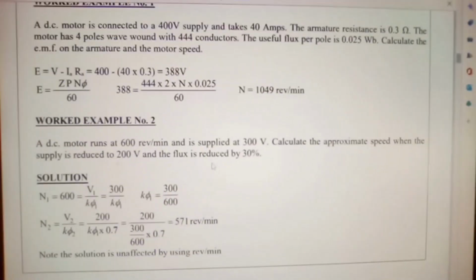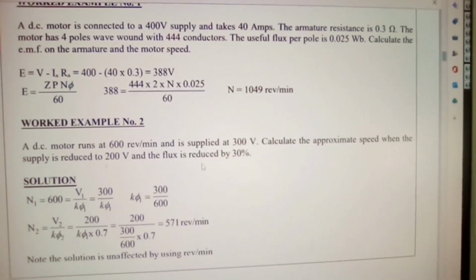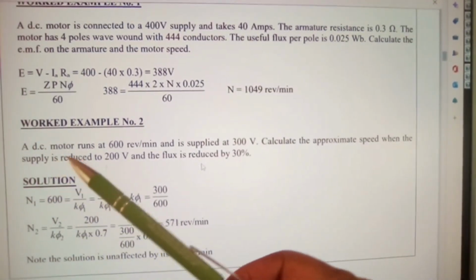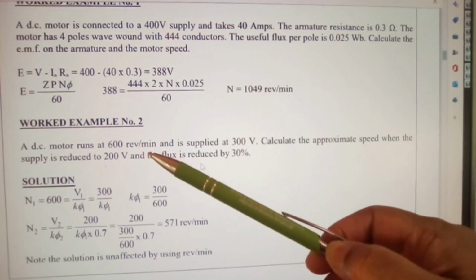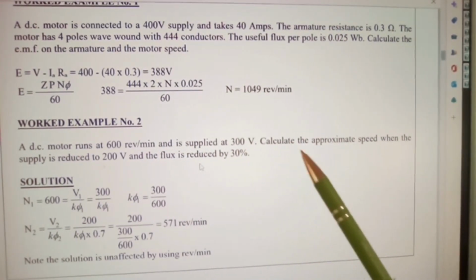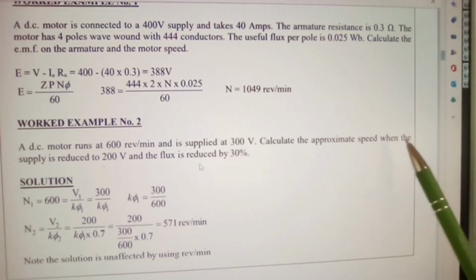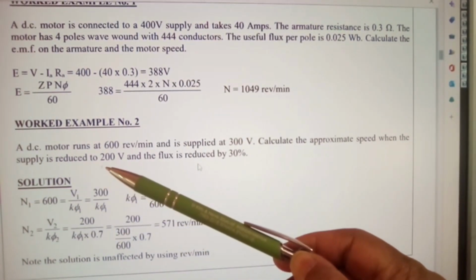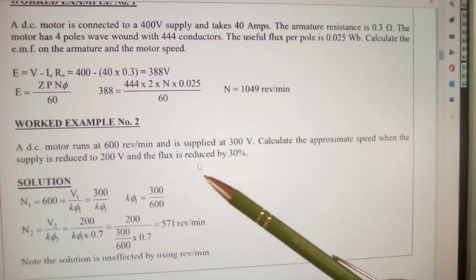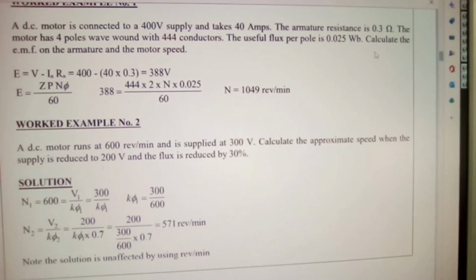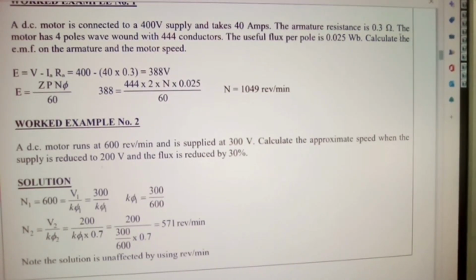So what I want to do here is to have a look at work example number 2. Now, a DC motor runs at 600 revs per minute and is supplied at 300 volts. Calculate the approximate speed when the supply is reduced to 200 volts and the flux is reduced by 30%. Solution.